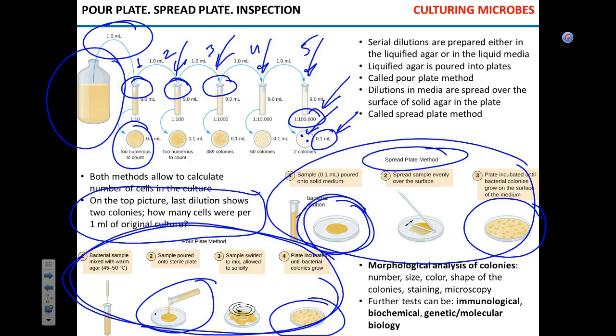Before we move on, based on the description, you have to identify the streak plate, spread plate, and pour plate methods of isolation of bacteria. Good? Okay.